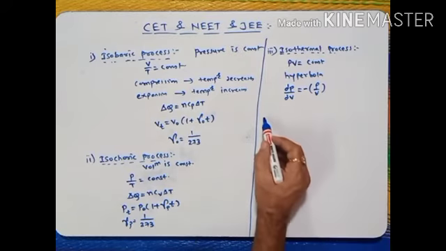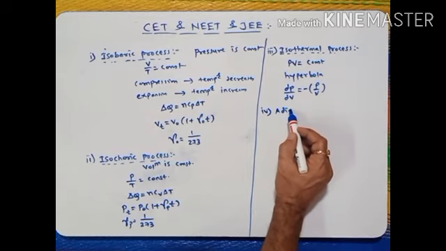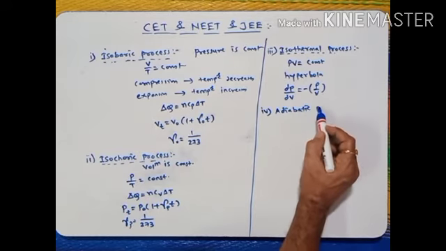This is about isothermal. We consider the fourth one, the adiabatic process.